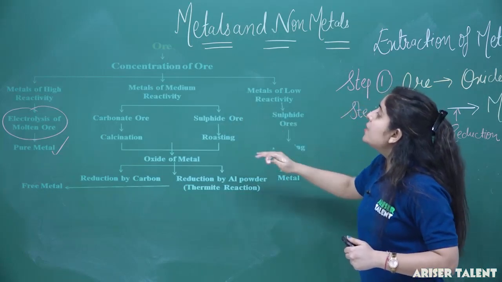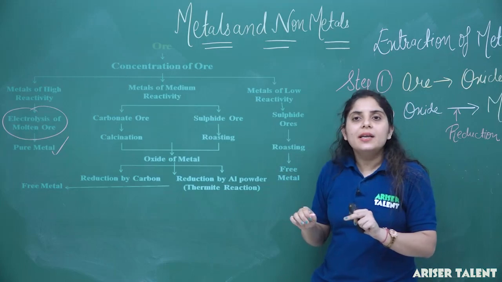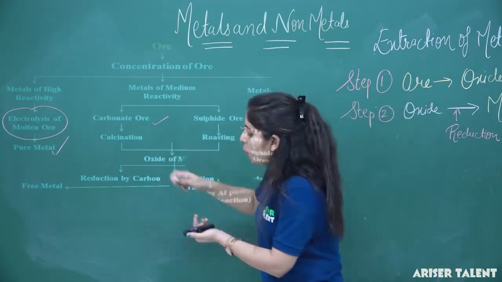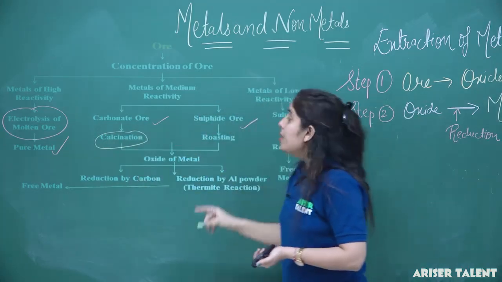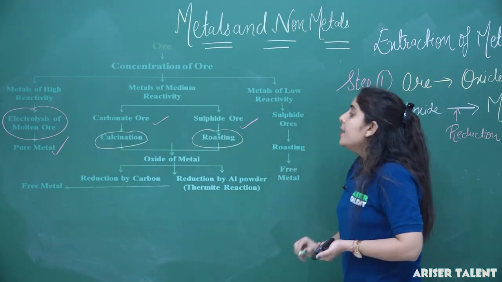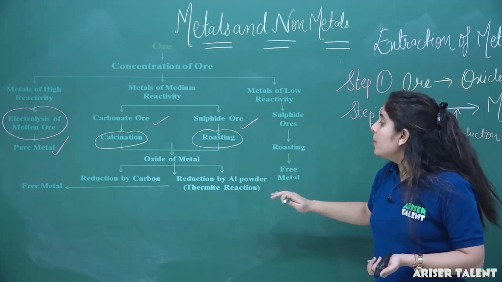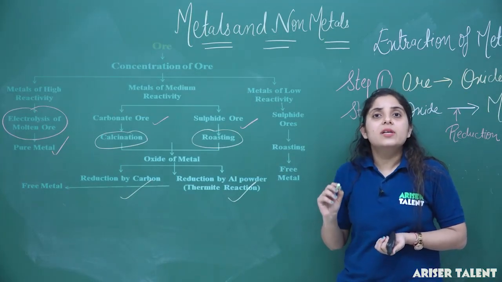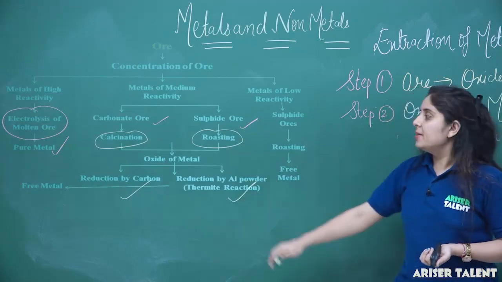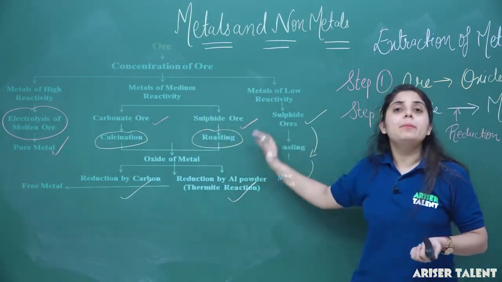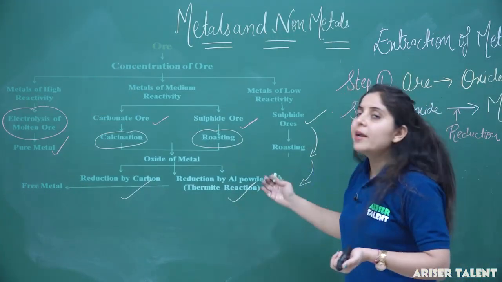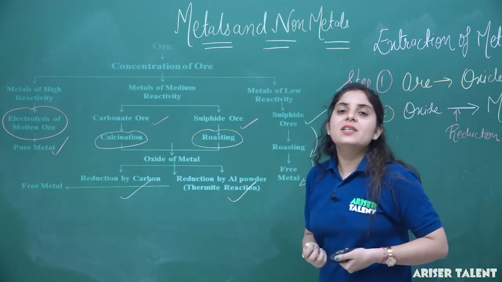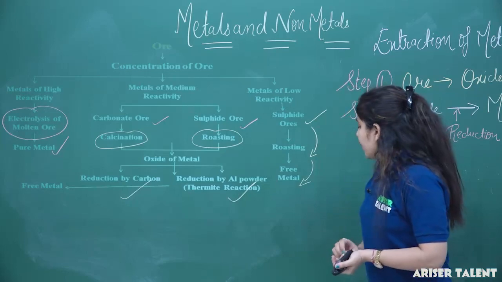Now, we are considering the metals of medium reactivity. In medium reactivity, again we have two categories: one is carbonate ore and the second is sulfide ore. As I have already told you, for carbonate ore we perform calcination, and for sulfide ore we perform roasting. Now, this metal oxide is converted into the metal by reduction by carbon, reduction by aluminum, and sometimes reduction by carbon monoxide. So this is about the medium reactivity elements. Now it is very simple, but for high reactivity and medium reactivity, we have to perform different functions for getting the metal from their particular ore. So I hope this flow chart is clear to you, how the reactions are carried out in a particular process. So now we are going to move on.